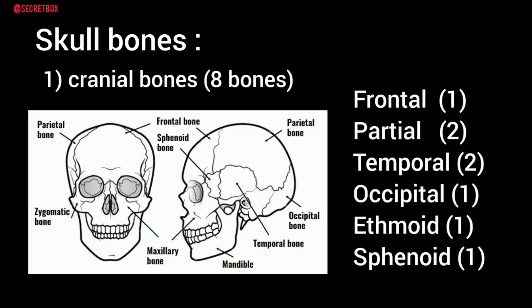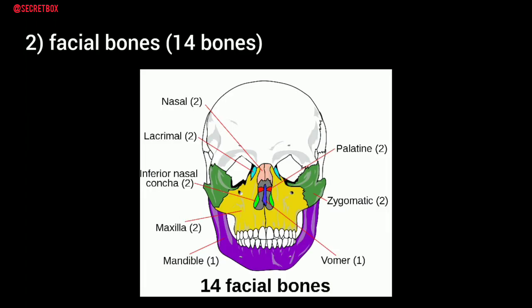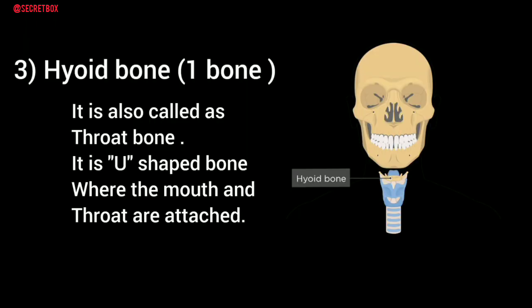Skull bones. Cranial bones, 8 bones: frontal, 1; parietal, 2; temporal, 2; occipital, 1; ethmoid, 1; sphenoid, 1. Facial bones, 14 bones: nasal, 2; lacrimal, 2; palatine, 2; inferior nasal concha, 2; zygomatic, 2; maxilla, 2; mandible, 1; vomer, 1. Hyoid bone, 1 bone.